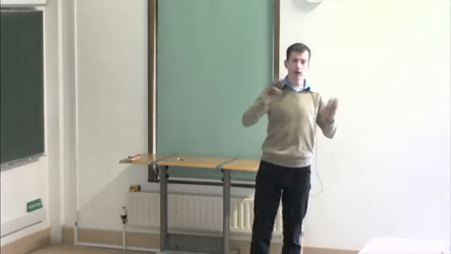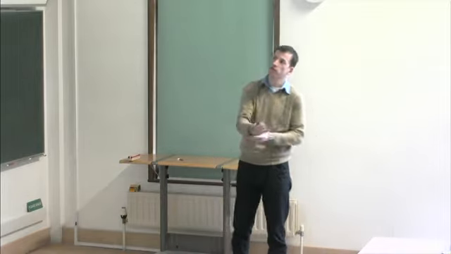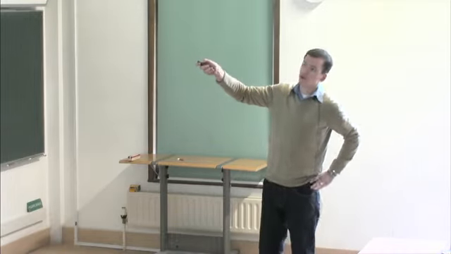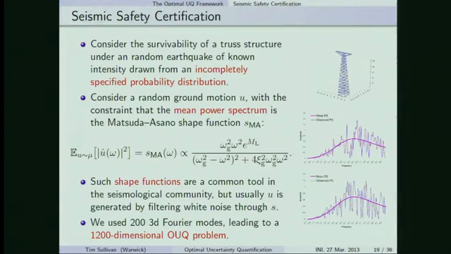Here's a slightly more real example. This is from the field of seismic safety certification. So here's a truss structure, an electrical tower, this research having been done in California, that we're going to hit with a random earthquake, with the ground motion U being drawn from an incompletely specified probability distribution. And the way we've incompletely specified it is we've said what the expected power spectrum should be, and usually you'd generate a ground motion with that power spectrum just by filtering white noise through that shape function.